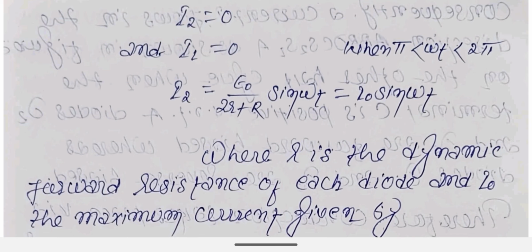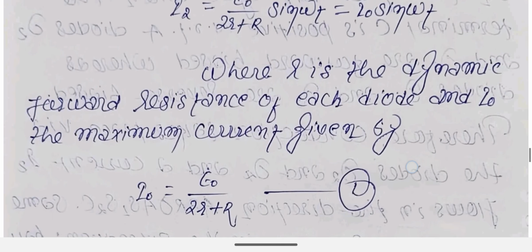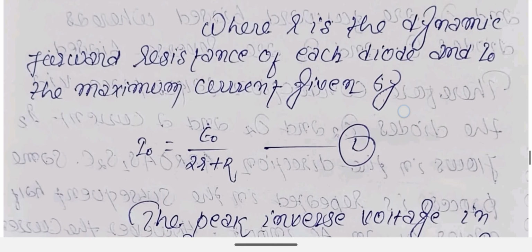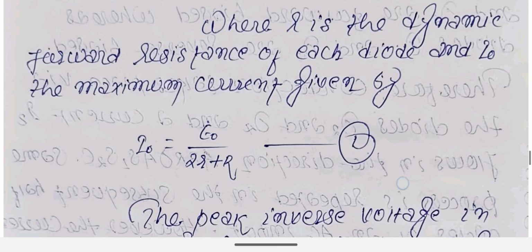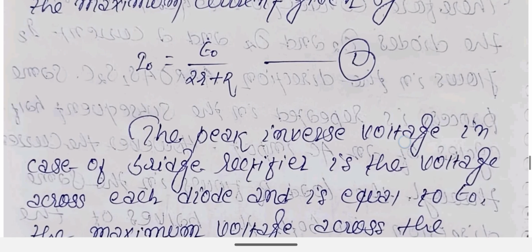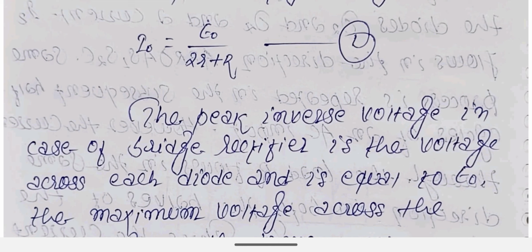Here r is the dynamic forward resistance of each diode and I0 is the maximum current, given by I0 = E0/(2r + R). This is equation 1.